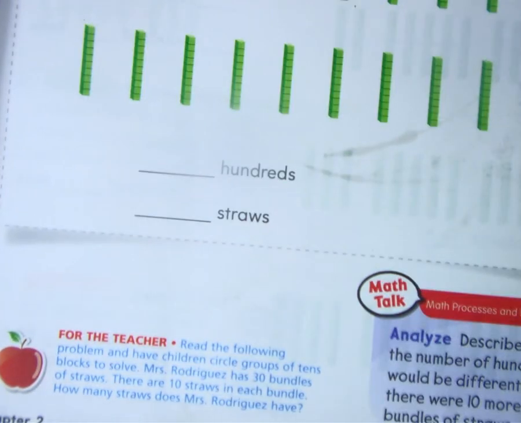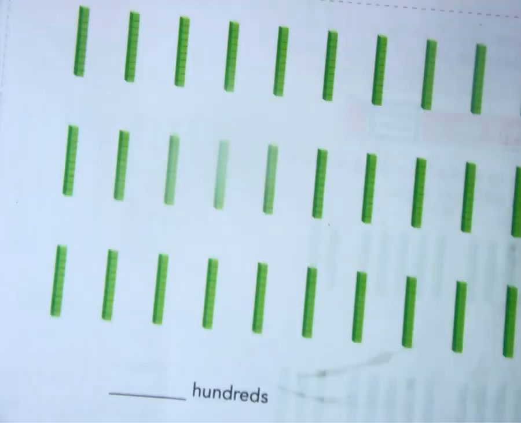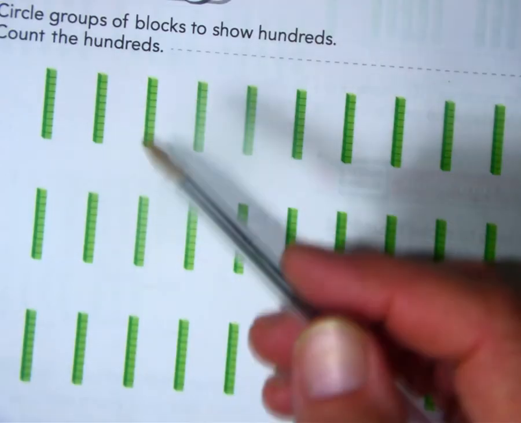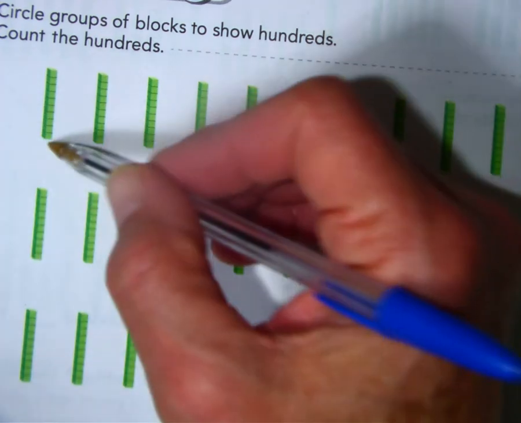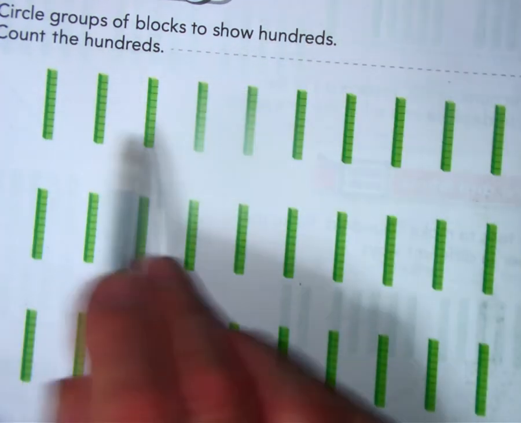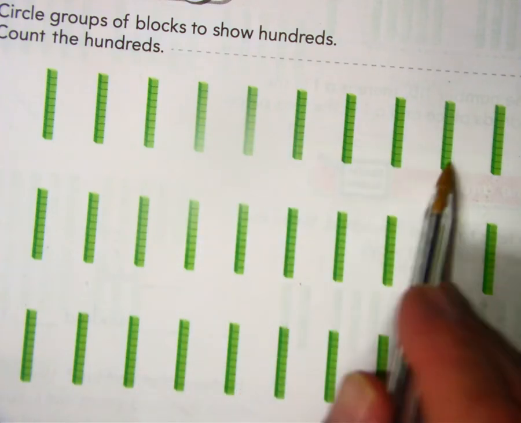Okay. She's got 30 bundles of straws, and each bundle, each group, has 10 straws in it. So she has 30 tens. What they did is they modeled it with connecting cubes. And instead of putting 300 straws, they put 300 cubes. They made tens. They put 10 cubes together. How many tens? 1, 2, 3, 4, 5, 6, 7, 8, 9, 10.